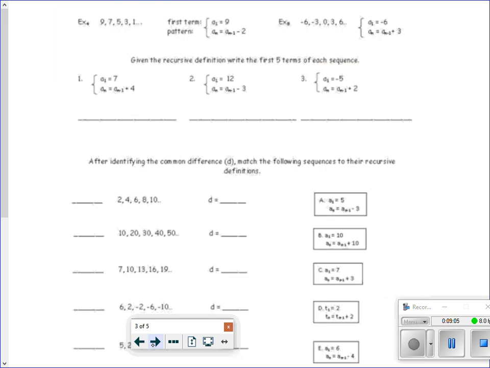The purpose of the recursive rule and how it's helpful: if we look at these first 3 problems at the top, it's helping you build the sequence. What this is saying is the first term is 7, and then we are adding 4 to get through the rest of it. So 11, and then 15, 19, 23, dot, dot, dot.